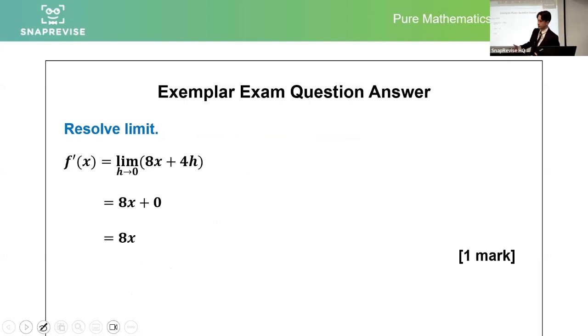If you just straightforwardly differentiated the question, you would have got that straight away; 8x would have just popped out. But this is how you would do it by the first principles process.